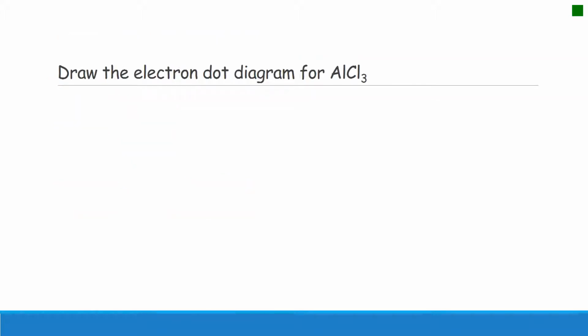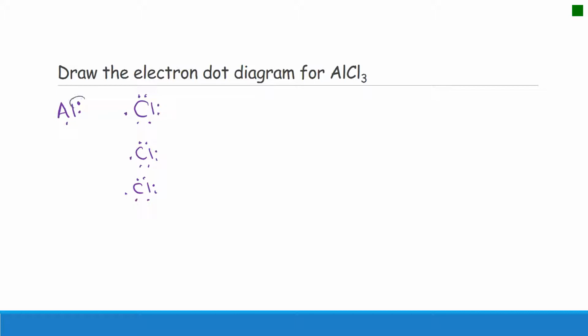This time we're going to try aluminium chloride. Now aluminium is in group 13, so aluminium has 3 valence electrons. Each of the chlorines, being in group 17, has 7 valence electrons. Remember to keep your electrons in pairs.